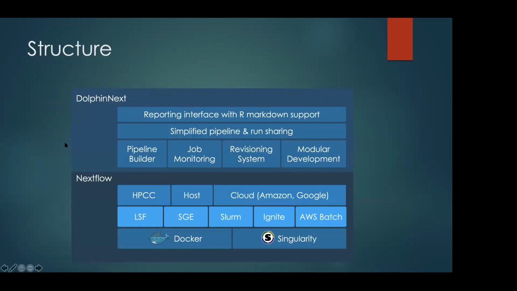So DolphinNext is working on top of Nextflow. Nextflow is a pipeline manager that supports cluster systems, any servers, cloud like Amazon or Google. So we actually leverage Nextflow to utilize all the services that they support, many services they support, and give a user interface to people to make things easier, and we abstract that level.